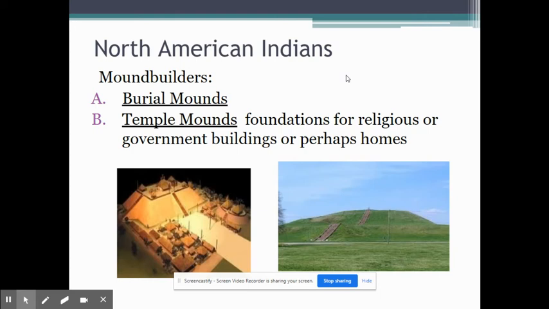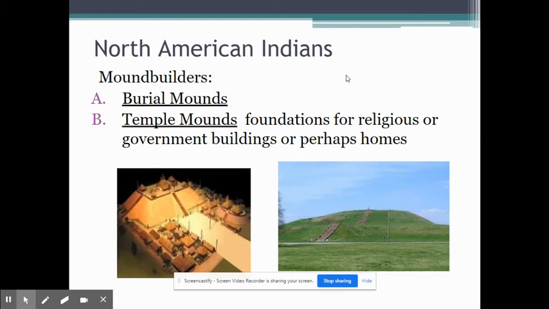Temple mounds, like those that we find down near St. Louis, are believed to have been foundations for buildings. More than likely, they were religious temples or perhaps government buildings for city leaders. In some cases, Indian families may have built homes on top of these mounds as well. But many of these civilizations lived near rivers, and these mounds more than likely were to get them up above river levels and protect their properties in times of floods.